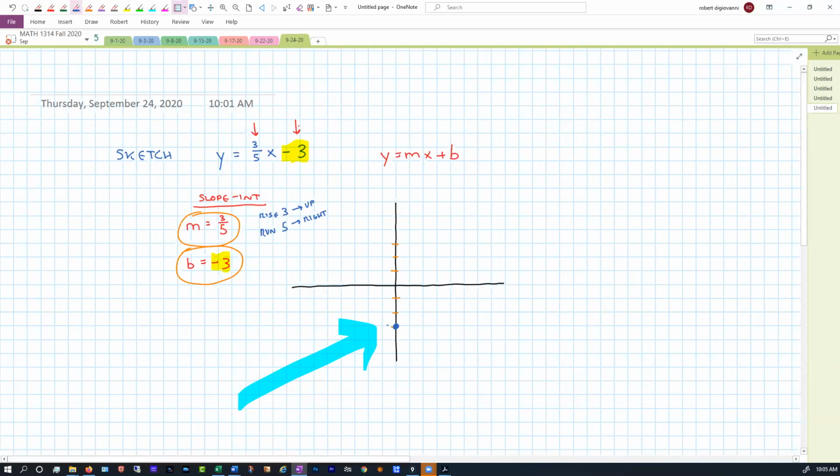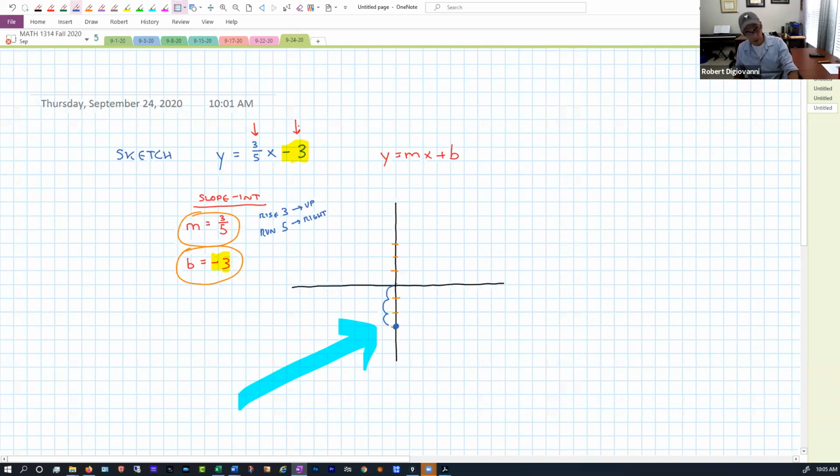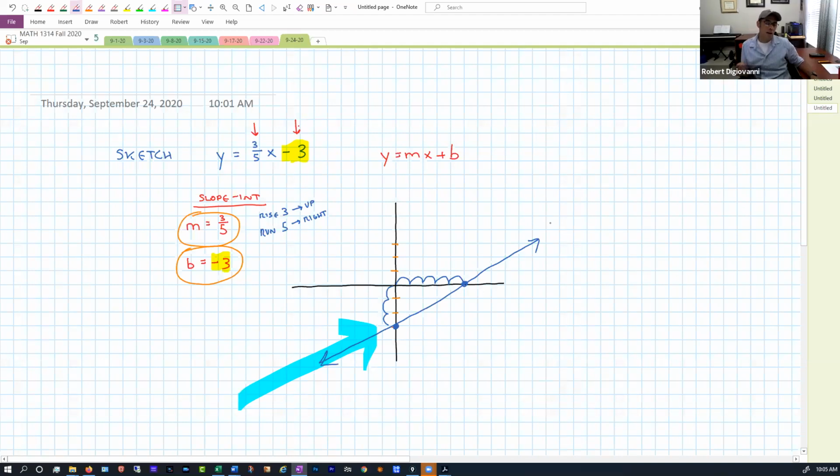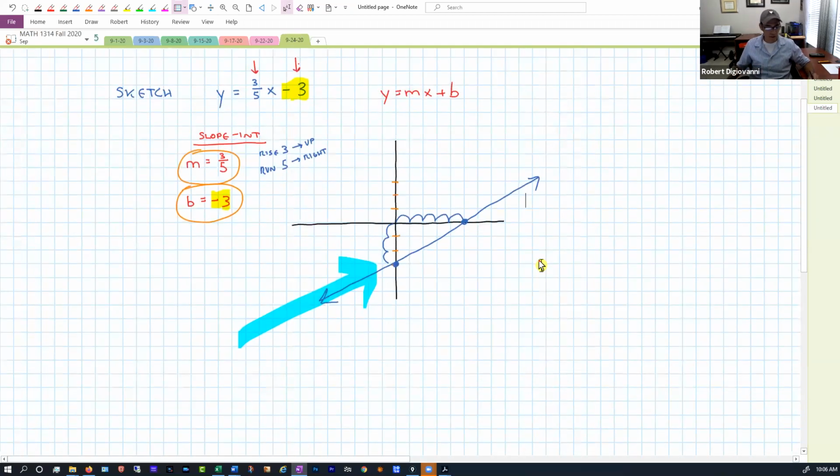Okay, so I'm going to go up 3, 1, 2, 3, and then to the right 5, 1, 2, 3, 4, 5, and I'm going to drop a dot right there, and then just draw a straight line, right? That's it. So if you're given a line in the slope intercept form, like if it already looks like y equals mx plus b, I recommend doing this method because it's super fast, like once you get used to it. Okay, good job, Denise. Let's do another one. I'll call on someone else.